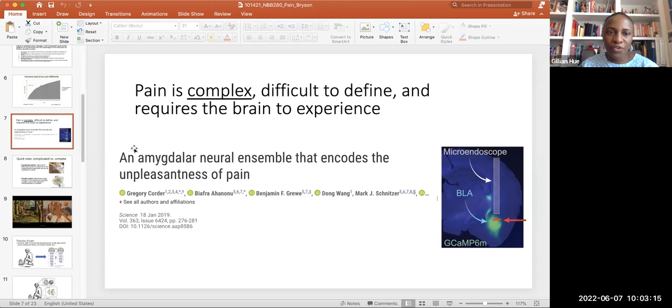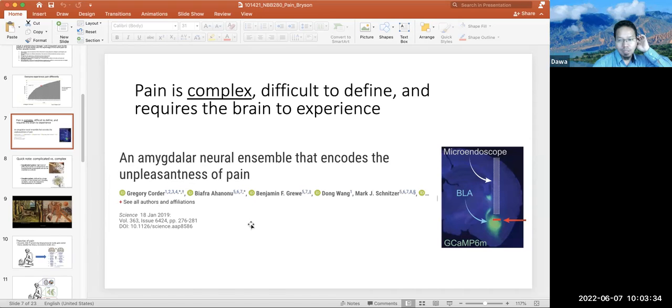So here, if you recognize this word amygdala, we are familiar with it as processing emotional signals. And this article that we have a screenshot of here is about how the amygdala has a response to pain.